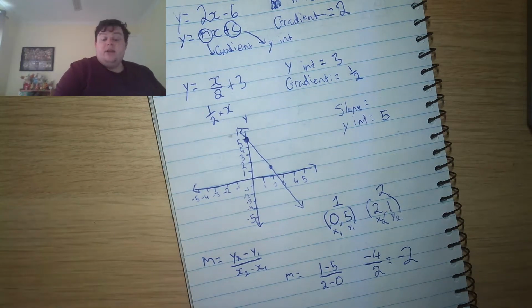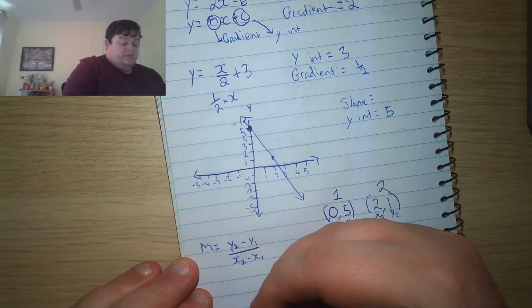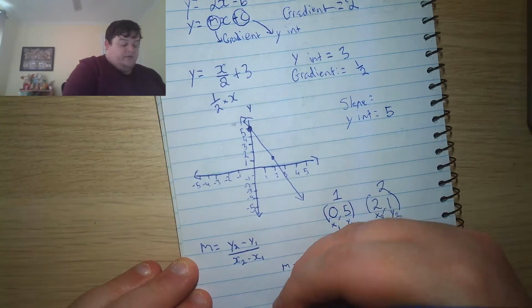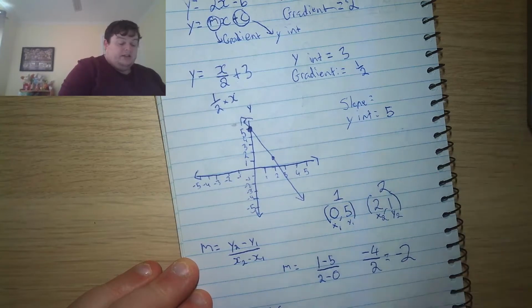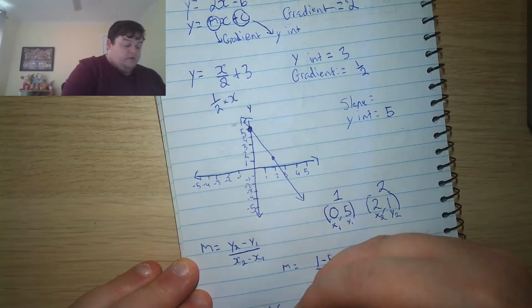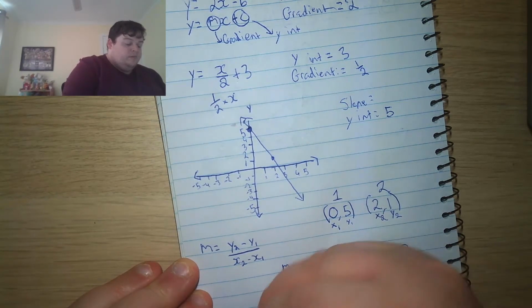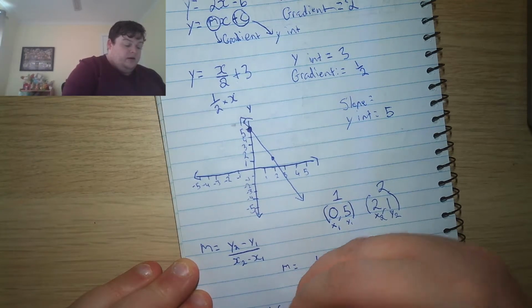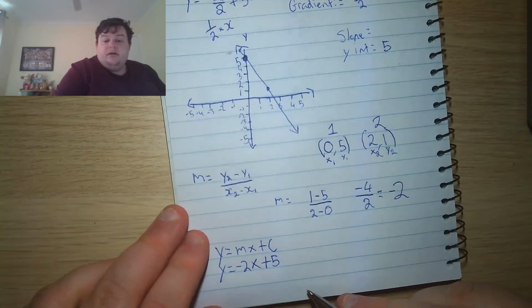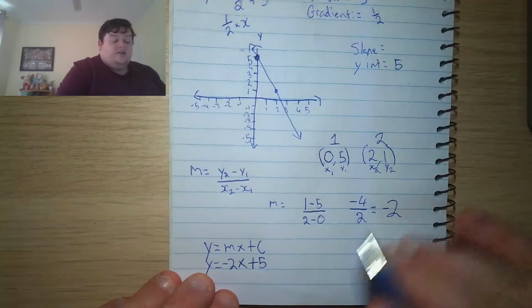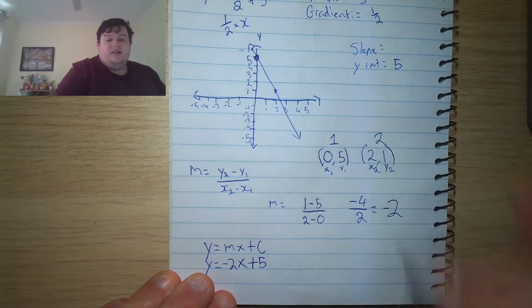Okay, so now we can actually write an equation from this. If we fill in the information that we have, we know the plus c is 5, and we know that the m is negative 2. So that is the, oops, sorry, that's out of shot. That is the equation for this line.